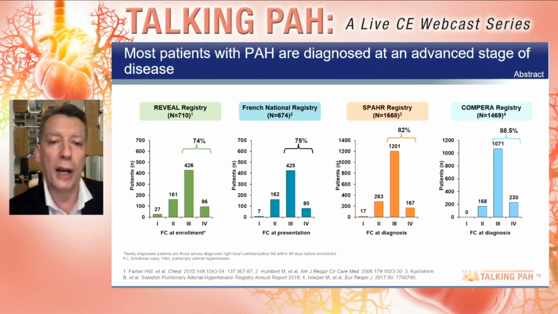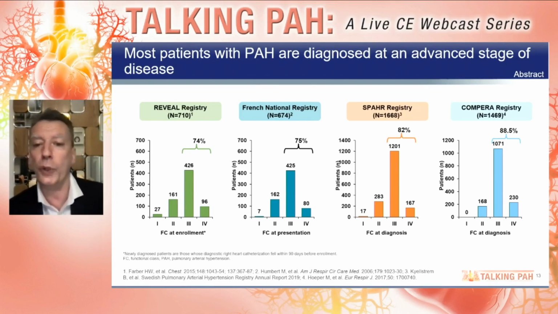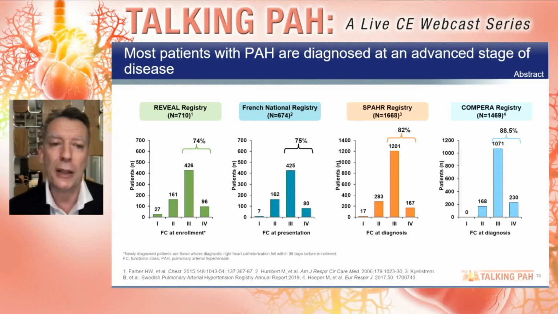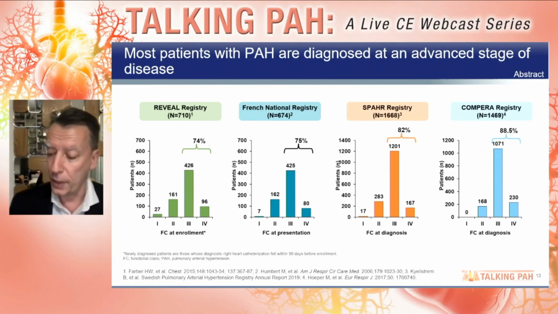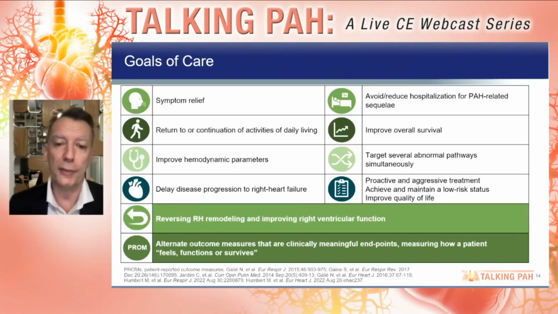And when you look at the most classic registries published worldwide, from the REVEAL registry in the US on the left, the French second on the left, the Swedish second on the right, and the last on the right, the European-German COMPERA registry, you see that most patients with PAH are diagnosed in functional class 3, meaning that they have already advanced symptoms. And this is a very important message. We need to be more proactive in early diagnosis in these patients.